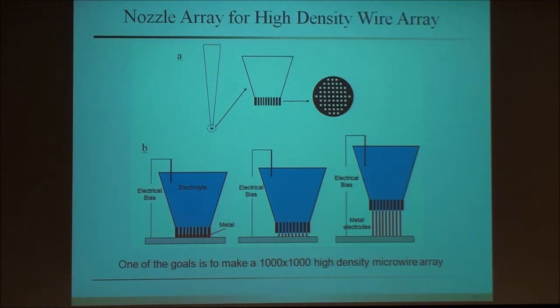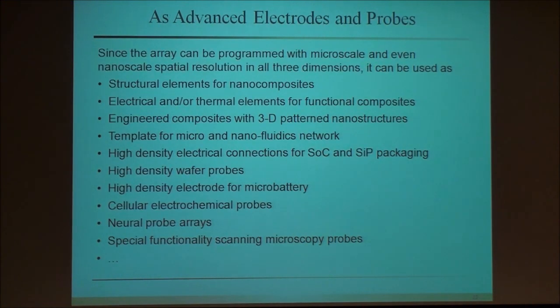And those might be useful for many things. Suppose you just use them as electrodes or probes. Now, since those arrays can be programmed, we can design them as structural materials. We can make them for packaging, for high-density wafer probes for chip testing, for micro batteries, and many other purposes.